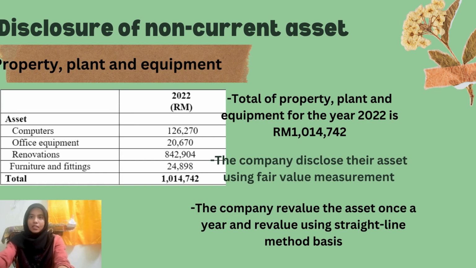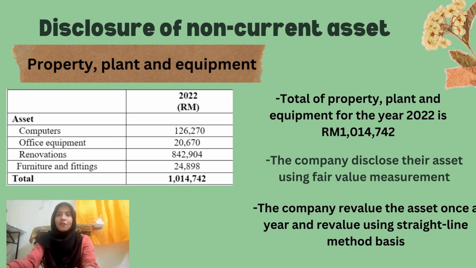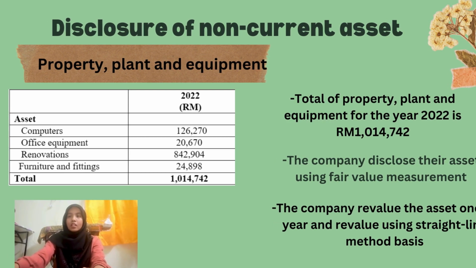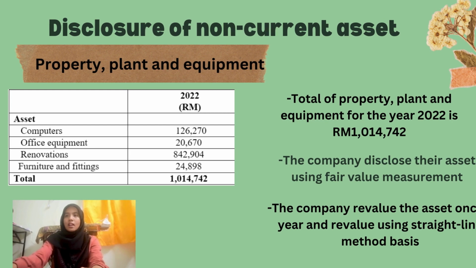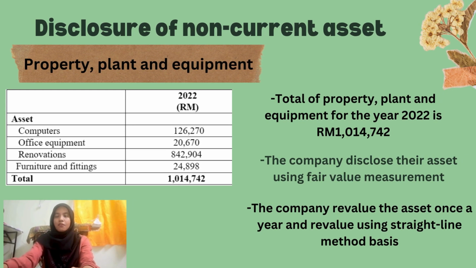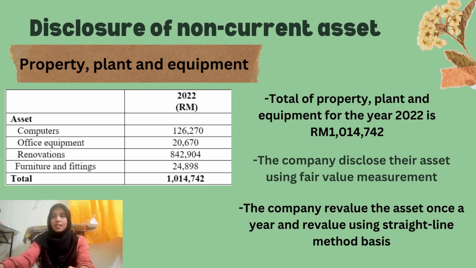Property, plant and equipment. Items included in property, plant and equipment are computers, office equipment, renovations, and furniture and fittings. The total of property, plant and equipment for the year 2022 is RM1,014,742. The company disclosed their asset using fair value measurement. The company revalues the asset once a year and revalues using the straight line method.